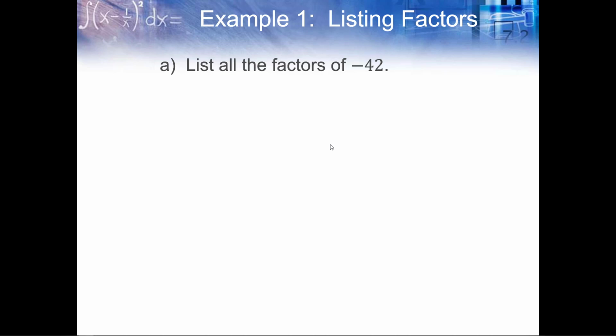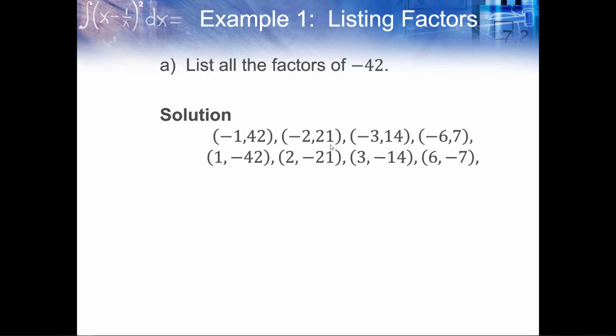This is one of the examples you're going to find in your homework, and here we need to list all the factors of negative 42. And here they are. Notice, negative 1 times 42 is negative 42. Negative 2 times 21 is negative 42. Negative 3 times 14 is negative 42. Negative 6 times 7 is negative 42. Similarly, 6 times negative 7 is negative 42, as is 3 times negative 14, 2 times negative 21, and 1 times negative 42. Notice that 5, 4, and 5 are not factors of 42.